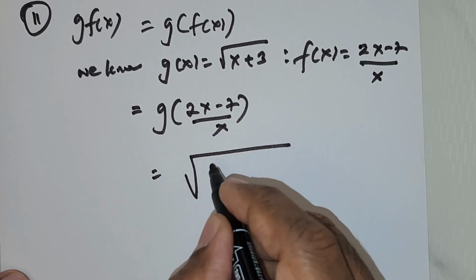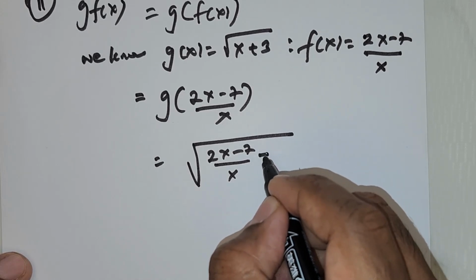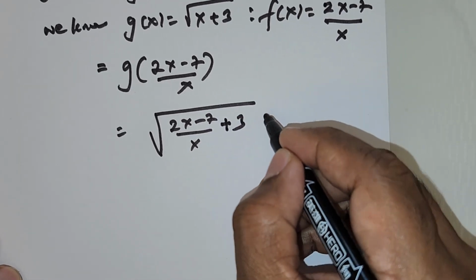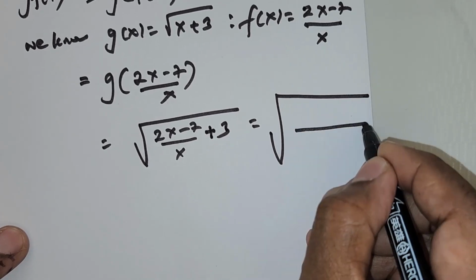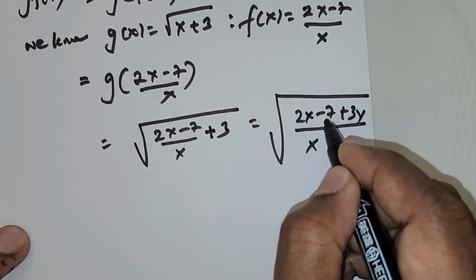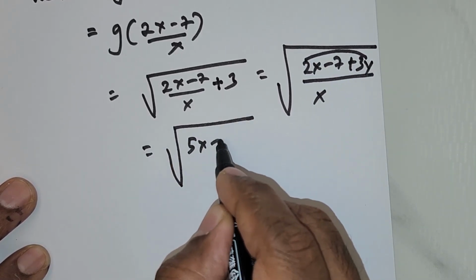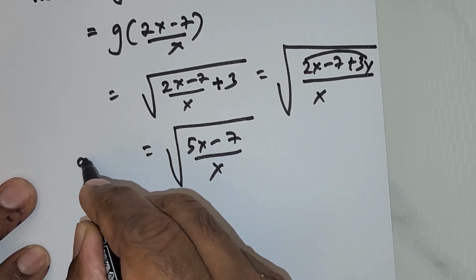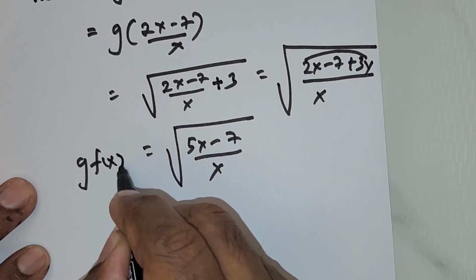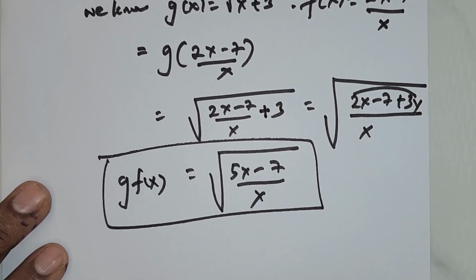So this is going to be the square root of (2x - 7)/x + 3. You simplify this, x is the LCM, so you get 2x - 7 + 3x. You can add these two, and that would give you the square root of (5x - 7)/x. This is gf(x). So that's the solution for this question. Okay, so let's move on.